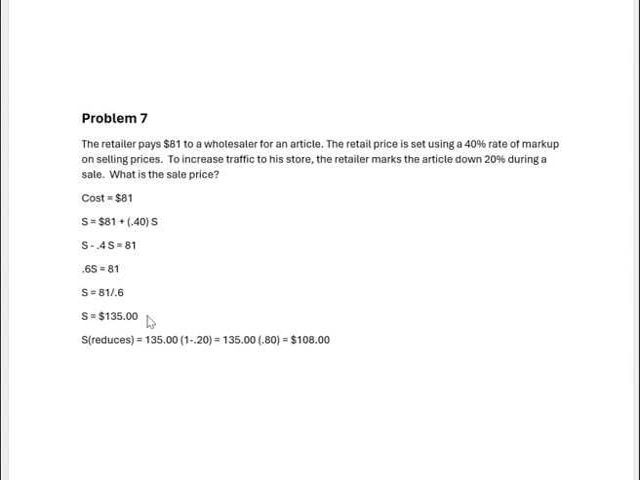Okay, so from here, to increase traffic to his store, the retailer marks the article down 20% during the sale. What is the sale price? So we've got S reduced equals our selling price, multiplied by 1 minus 0.2, because you're marking it down by 0.2. So therefore, you've got 135 multiplied by 0.80, which gives you a reduced selling price of $108.